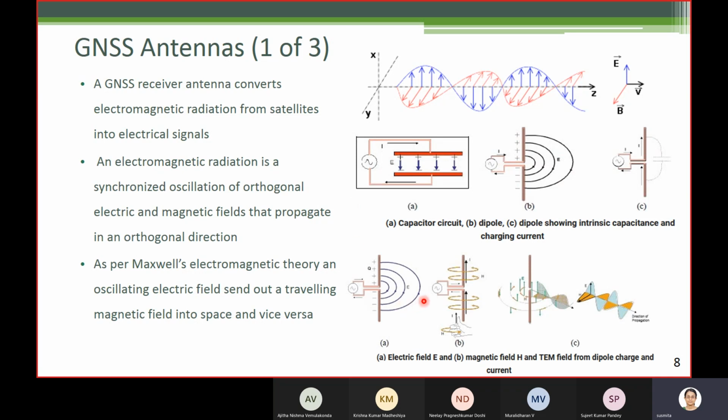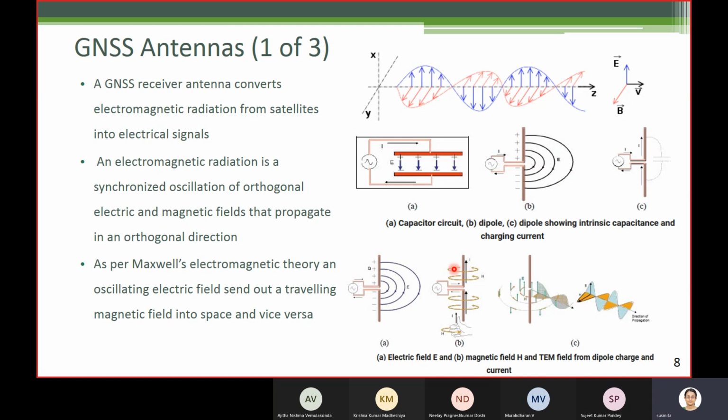Now, when an alternating current flows through a conductor, we know that it creates a magnetic field. It is given by Ampere's law. This also you studied in 10 plus 2. Any alternating current that flows through a conductor produces a magnetic field.